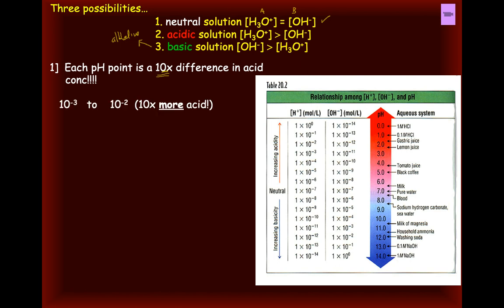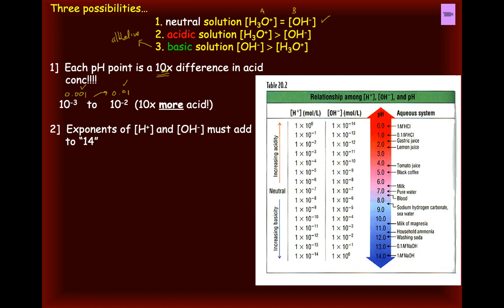If I take a look at my picture here, or I give you an example, if you go from 10 to the minus 3 molarity to 10 to the minus 2, that is a 10 times jump in the amount of acid, because you have more acid here, less acid here. So that would be 10 times more acid. If you make 2 jumps, then you are 100 times the acid. If you go 3 jumps, then 1,000, and so on.